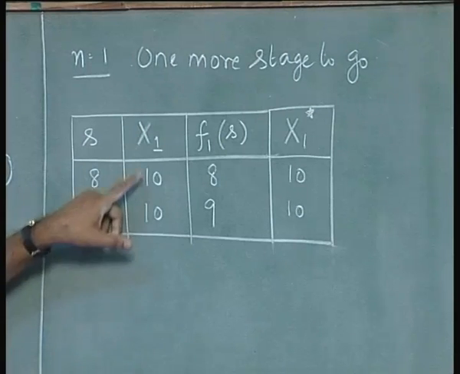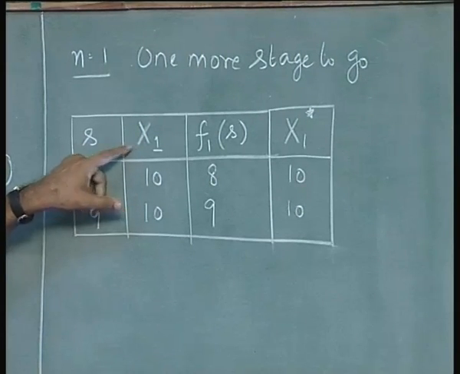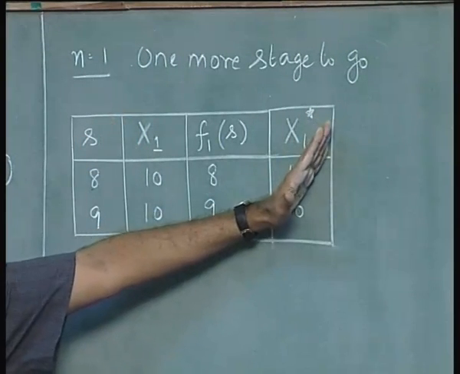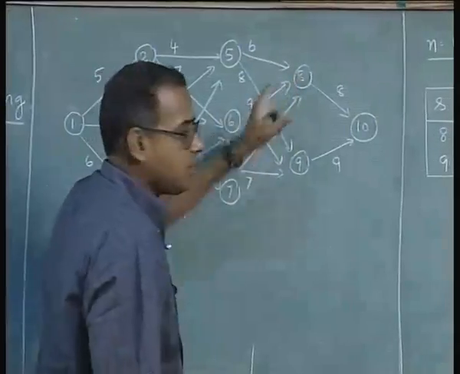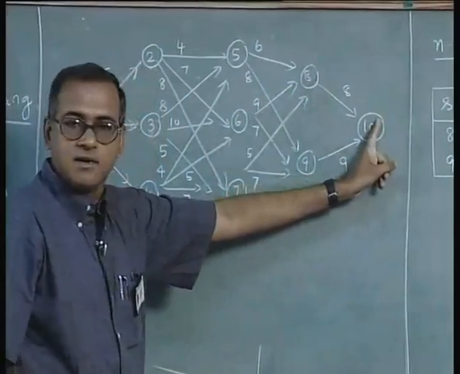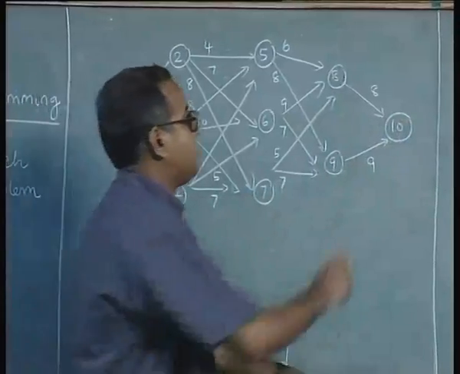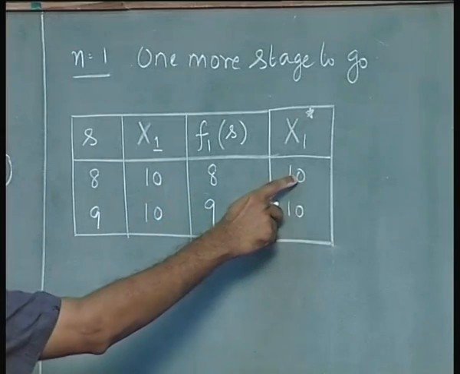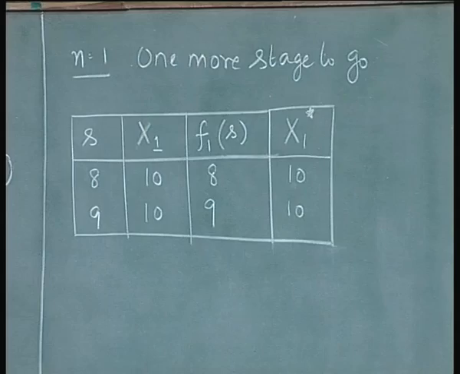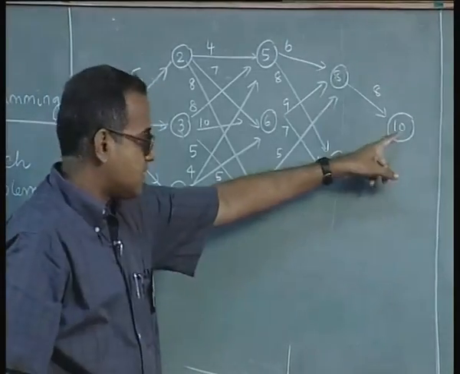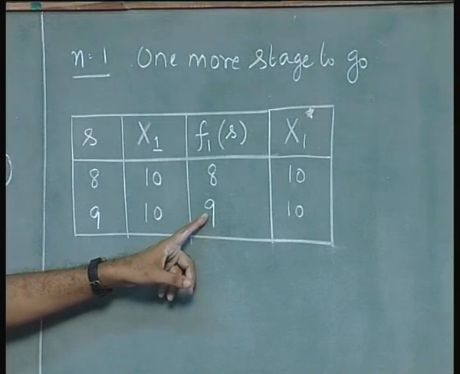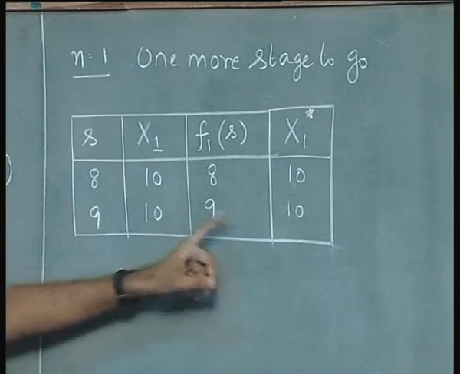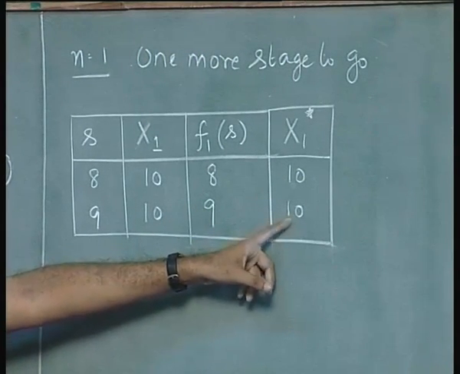Now right now, since we have only one alternative for x1, it automatically becomes x1 star, which is the best decision. So if the person is at 8, there is only one choice, which is to go to 10. So that is the best choice. The person would travel a distance of 8 and go to 10. If the person is at 9, then there is still only one choice, to go to 10, and the person will travel 9 units and go to x1 star, which is 10.